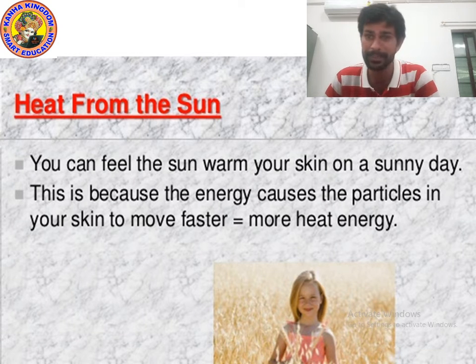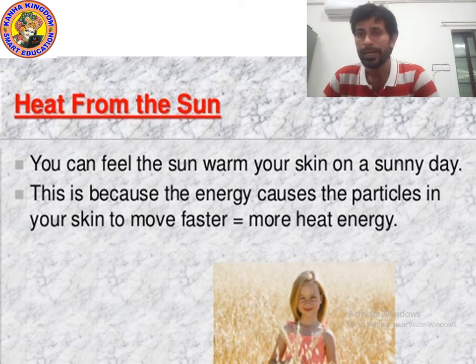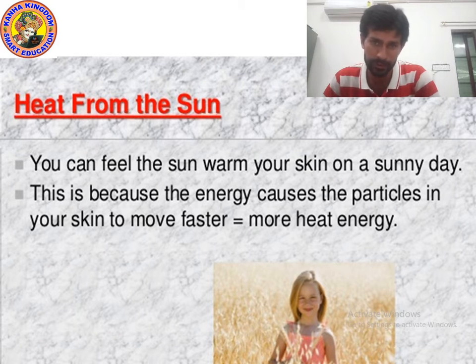Whenever something gets energy, or whenever something becomes warm, the particles always start moving faster and faster. It means if the particles are moving faster, heat energy is more. If particles are moving slow, heat energy is less. So in another word, I can say that when there is more heat energy, particles will move faster. When there is less heat energy, particles move slower.